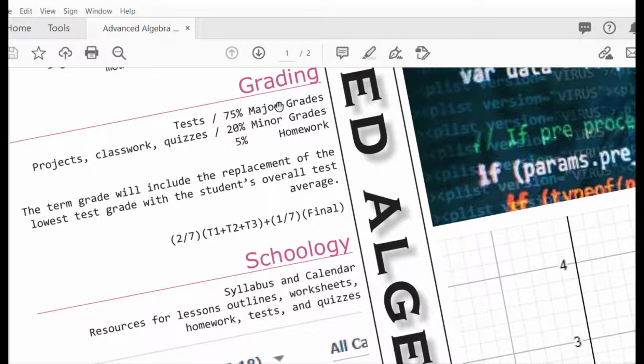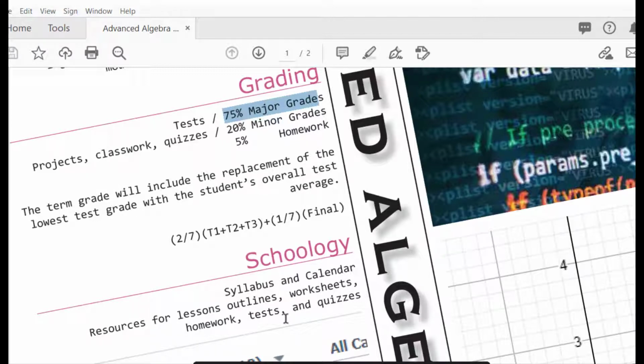Grading. The major grade is composed of tests. We do give credit also for classwork and projects and homework. So the crux of the course really depends on the test. We do give the students a break though, and if they have, let's say, one bad day on a test, they can overcome that because we take the overall average of the tests and we replace the lowest grade.